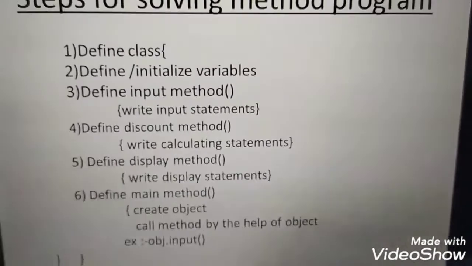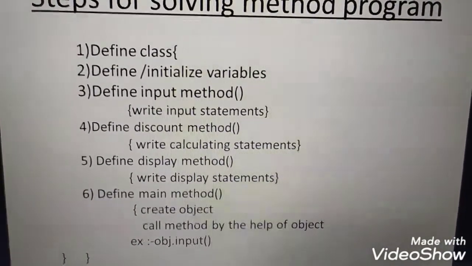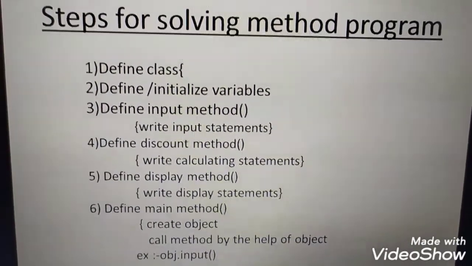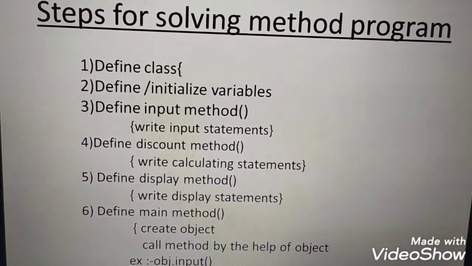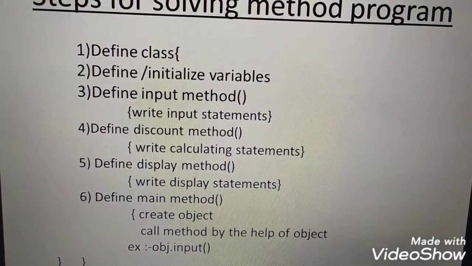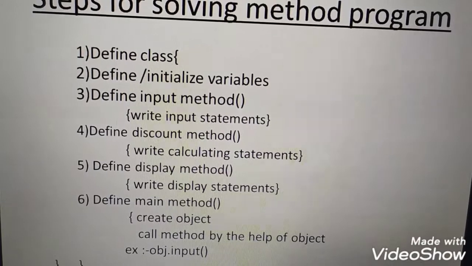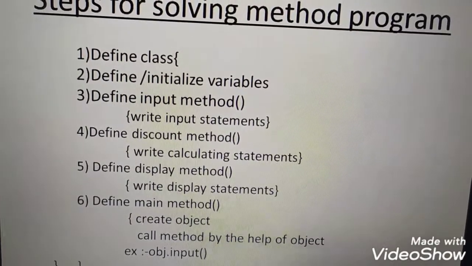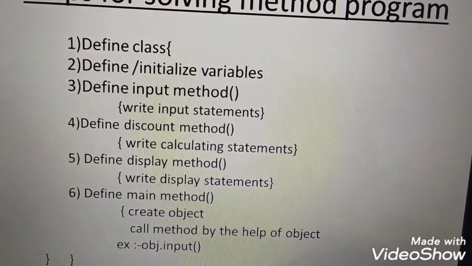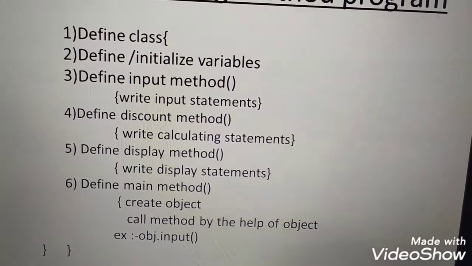I always say to remember the steps because the steps will help you to write the program. To solve such a type of program, first you have to define the class, then define or initialize the variables, define the input method, define the discount method, define the display method, define the main method, and in the main method we have to create the object and call the methods with the help of the object, like obj.input method.